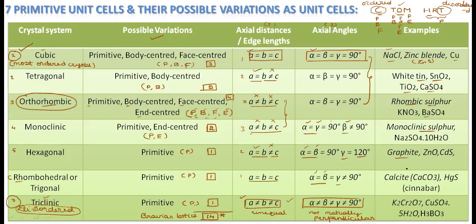Next, rhombohedral. For rhombohedral, calcite, that is calcium carbonate, or cinnabar, that is HgS, anyone can be remembered. And for triclinic, potassium dichromate, K2Cr2O7, or copper sulfate hydrated form, CuSO4.5H2O, or H3BO3, boric acid. So any one example to understand a crystal system, you can remember.